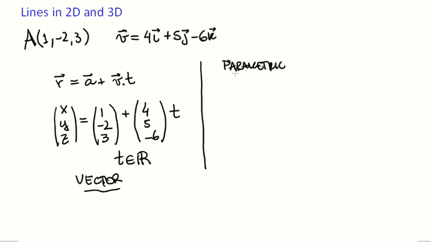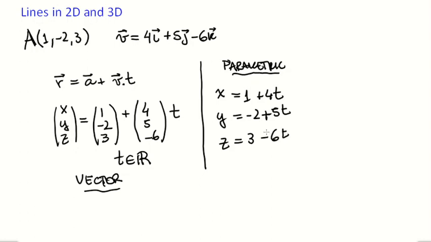Now again, parametric, it's very simple. You just take a look at each of those equations individually. Basically we split this vector into 3 different equations. So we've got x equals 1 plus 4t, y equals take away 2 plus 5t, and the last one, z equals 3 take away 6t, and t is a real number. Again, we cannot forget that.